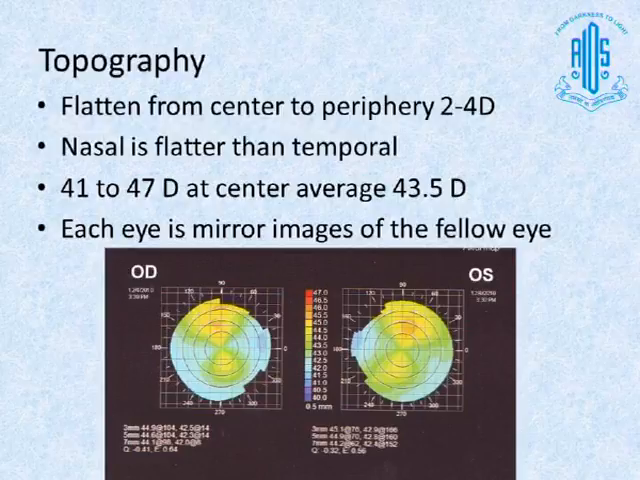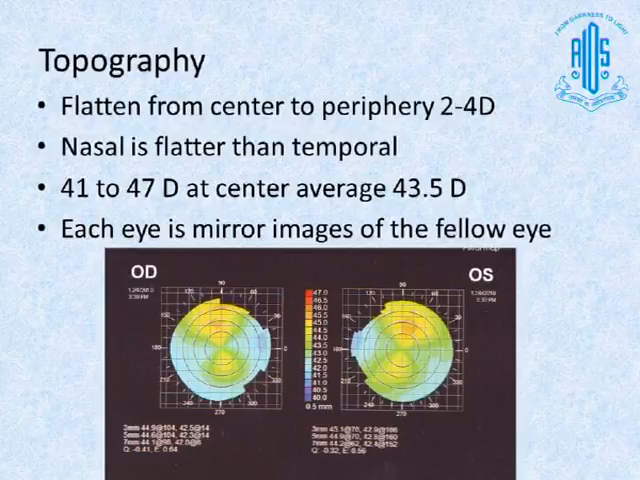Then comes topography. Probably the single most important test that you do, for one single reason. You don't want to miss out early keratoconus or a posterior cone. That's the only reason you do topography.